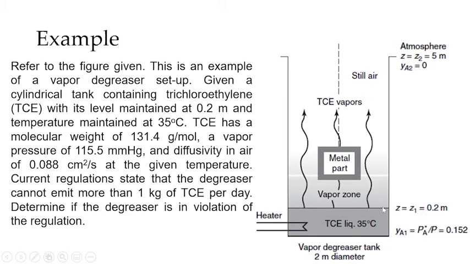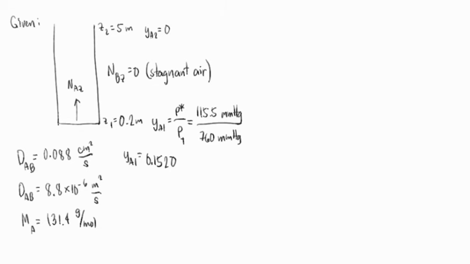is equal to 0.2 meters is our region of the highest concentration. The maximum concentration, or the highest concentration of TCE in this case, is dependent on the vapor pressure of TCE. Okay? So we are already given the vapor pressure of TCE here. If you divide the vapor pressure with the total pressure, you get the mole fraction of TCE at Z1. Here we have another representation of the problem. Our given diffusivity is 0.088 square centimeter per second. We simply have converted that to square meter per second. So that is now 8.8 times 10 raised to negative 6.